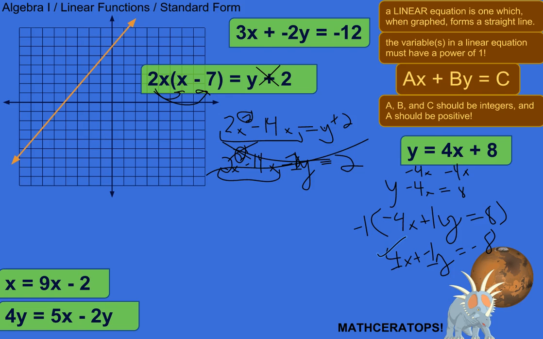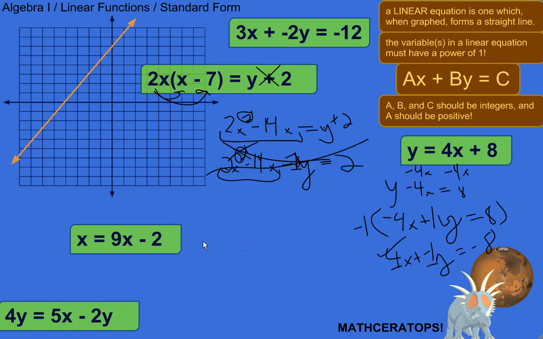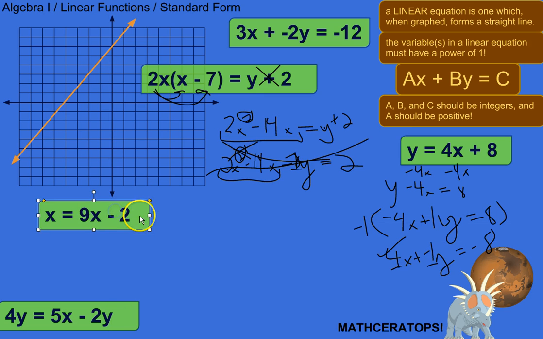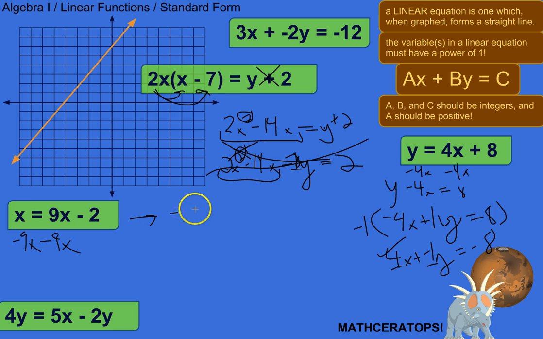Let's try this one. This one kind of shows the power of the standard form of an equation. Because you'll see, well, you might not see this. That's okay. So let's just do it. So we want to get it into this kind of form, right? So we want the x's and y's over on this side. So let's subtract 9x. So x minus 9x would be negative 8x. And then on this side, the x's are gone, so we just have negative 2 left.